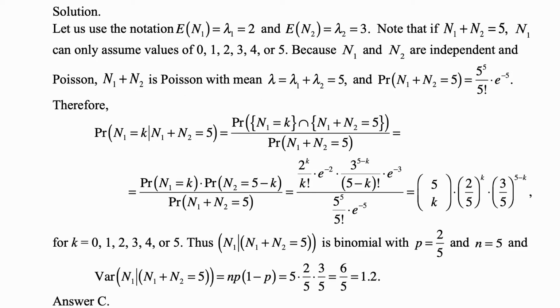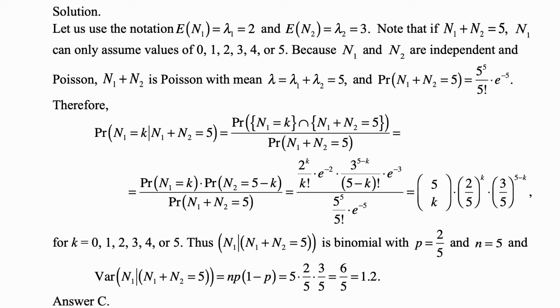And here's the solution. Let us use the notation that E of n1 is equal to lambda 1, we know it to be 2, and E of n2 we write as lambda 2, and we know it to be 3. Note that if n1 plus n2 is equal to 5, n1 can only assume values of 0, 1, 2, 3, 4, or 5. Because n1 and n2 are independent and Poisson, n1 plus n2 is Poisson with lambda equal to lambda 1 plus lambda 2, equal to 5. And the probability that n1 plus n2 is equal to 5 must be equal to 5 to the 5th over 5 factorial times e to the minus 5.